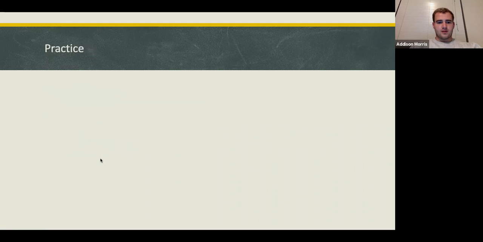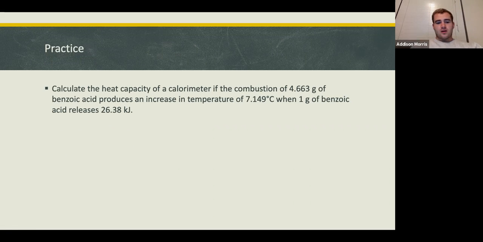So let's do some practice equations. Right here: calculate the heat capacity of a calorimeter if the combustion of 4.66 grams of benzoic acid produces an increase in temperature of 7.149 degrees Celsius, when we know that 1 gram of benzoic acid releases 26.38 kilojoules.